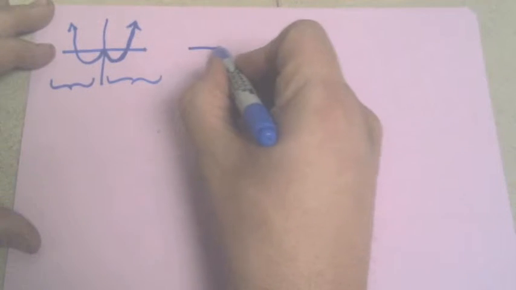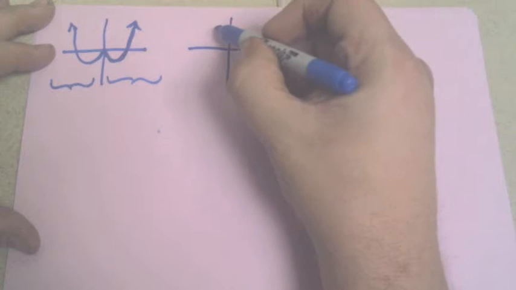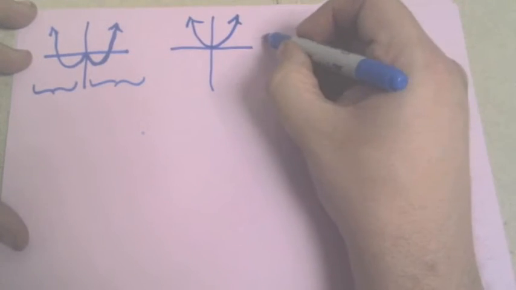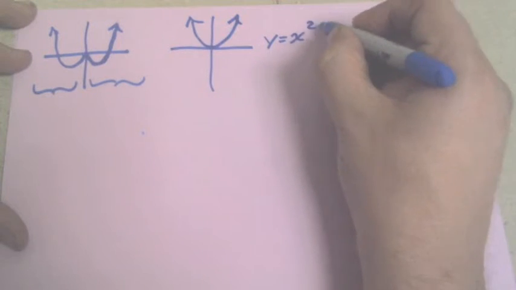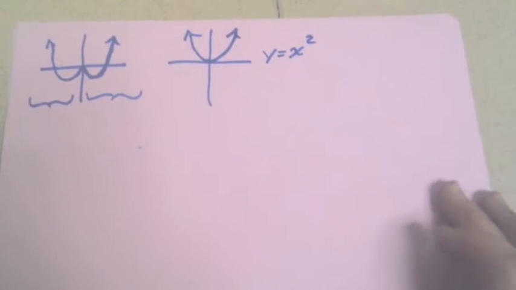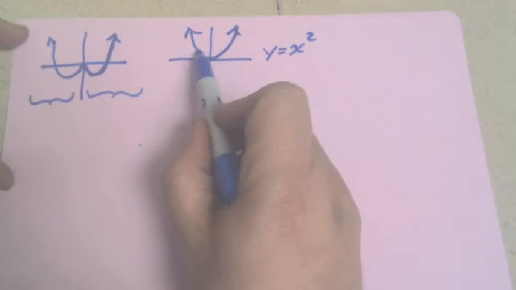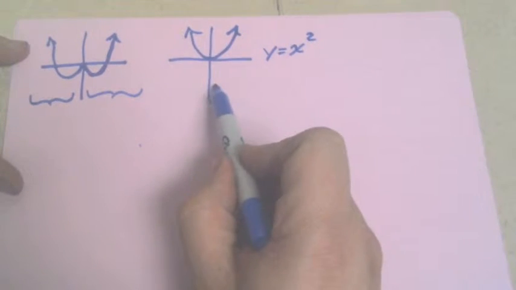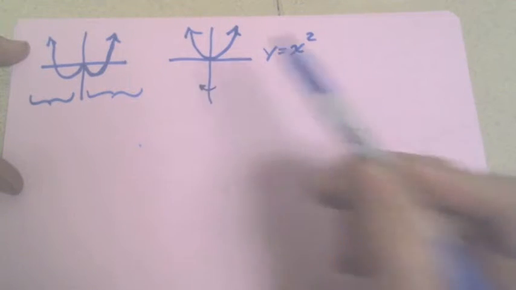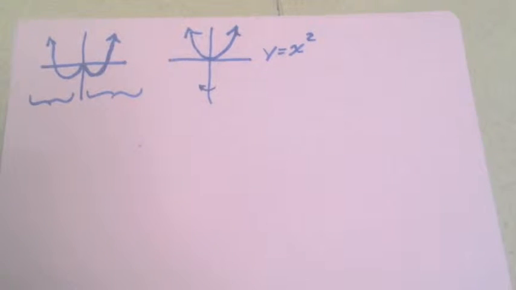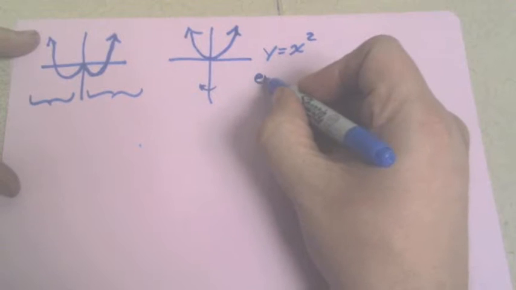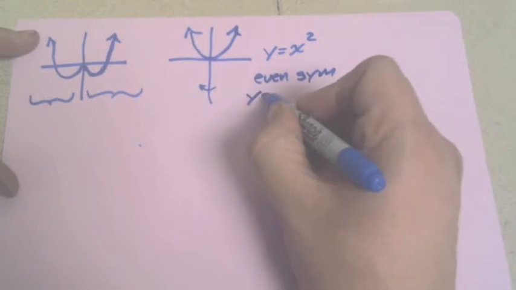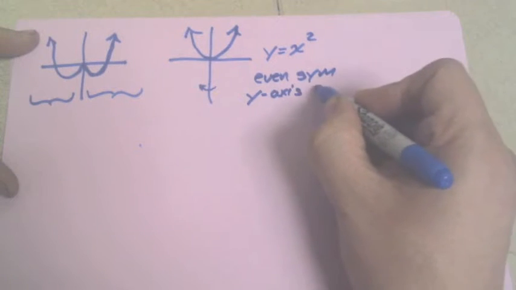The classic example of an even function is your basic parabola, your y equals x squared. Remember, on your basic parabola, this side looks exactly like that side. It has that kind of symmetry, as if it was reflected about that axis. So this is something that has even symmetry. It's sometimes called y-axis symmetry.